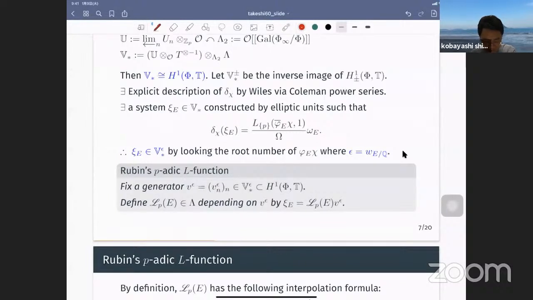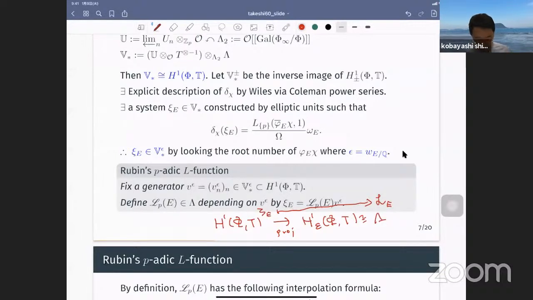This is Rubin's p-adic L-function, and by using Rubin's conjecture, we can easily consider the Coleman map or Perrin-Riou map. For example, by Rubin's conjecture, we have such a projection, and this is isomorphic to lambda by the fixed generator. And the elliptic unit is sent to Rubin's p-adic L-function. So by using Rubin's conjecture, we can construct the p-adic L-function as the image of the elliptic unit.